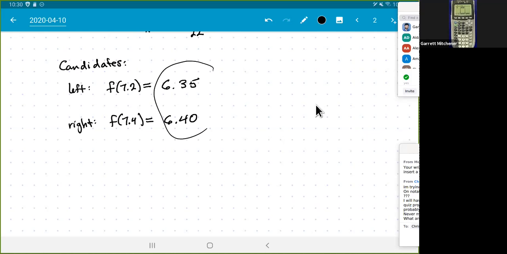So looking at this, which of these numbers is the greatest and which is the least? Should be clear that this is the greatest, so that's the maximum, and this is the least, so that's the minimum.